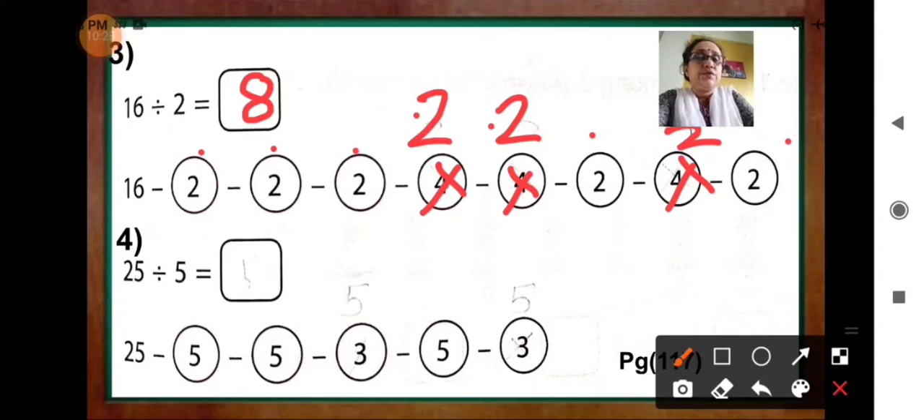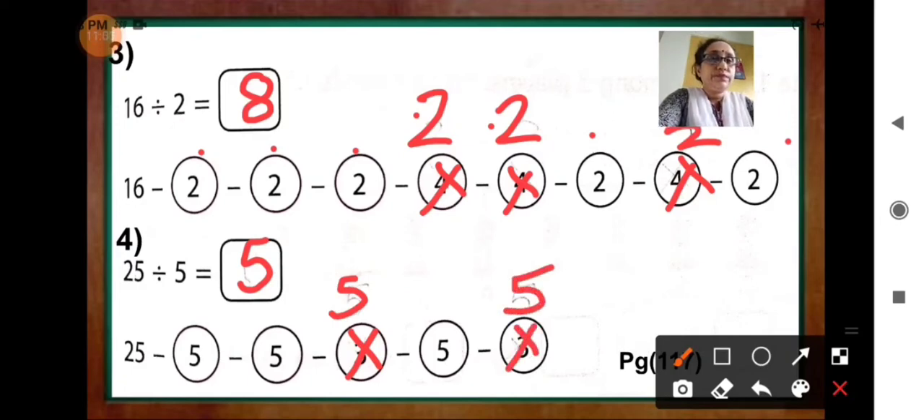So, 5 5s are 25. Now 5 times 5, here it should be while doing the repeated subtraction. You can see it is written here 25 minus 5 minus 5 minus 3 minus 5 minus 3. So cross it and write 5. Again cross this and write 5. Finished? Understood, children?